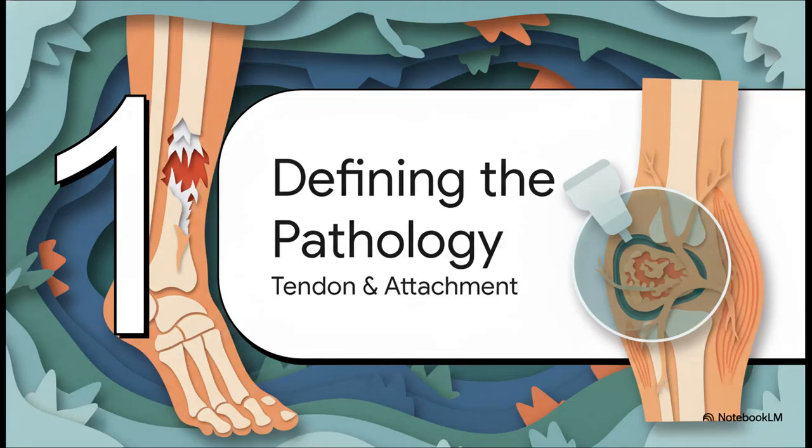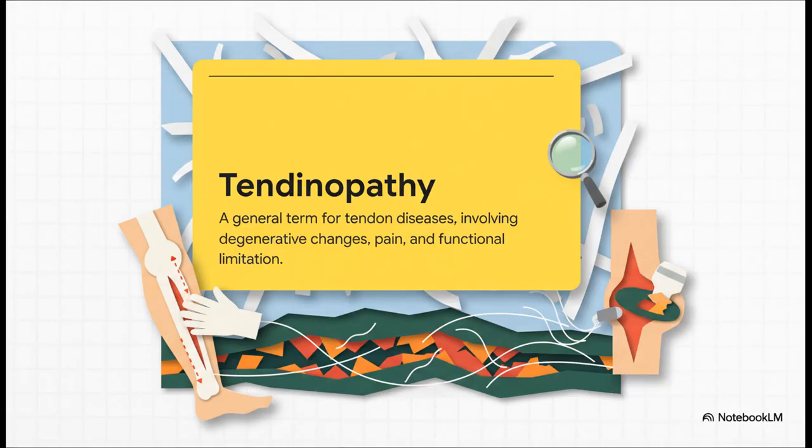Okay, first things first. Let's make sure we've got our terminology locked down so we're all speaking the same clinical language. The most important term here is tendinopathy. Now, a lot of people might think tendinitis, inflammation, but tendinopathy is a much broader, more accurate term. We're talking about diseases of the tendon that involve degenerative changes, pain, and real functional loss, especially right at the enthesis, that critical spot where the tendon actually anchors to the bone.